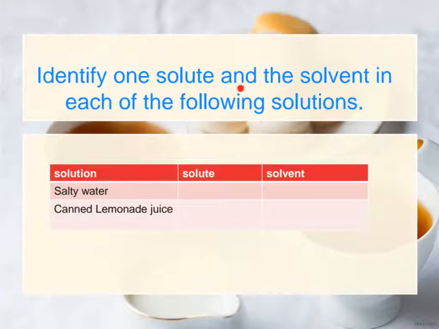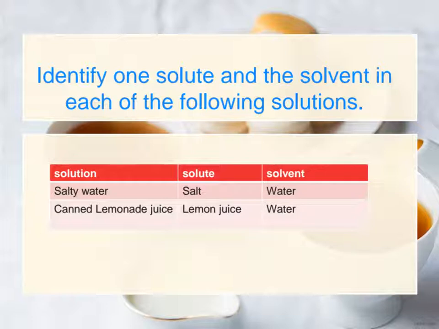Identify one solute and the solvent in each of the following solutions. In salt water, what's the substance which is dissolved? Salt. So salt is the solute. This salt is dissolved in what? Salt is dissolved in water, so water is the solvent.